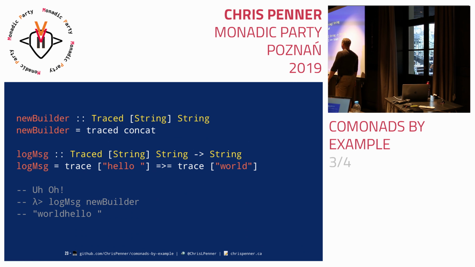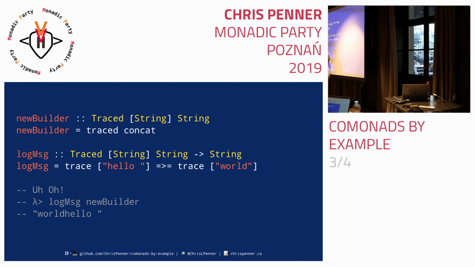So we're going to use this concat function now, which takes a list of strings and combines them into a single string. So we've just used that as our function. We can log a message here and say, I'm going to first add hello to our context, and then I'm going to add world to our context. And I'm combining these queries together using that query composition, Kleisli arrow.